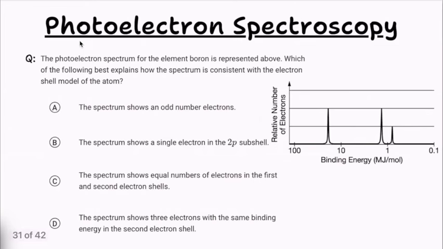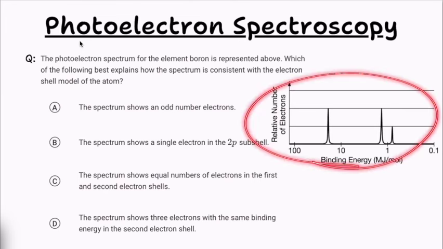Okay, so here's the question. The photoelectron spectrum for the element boron is represented above. Which of the following best explains how the spectrum is consistent with the electron shell model of the atom? A, the spectrum shows an odd number of electrons. B, the spectrum shows a single electron in the 2p subshell. C, the spectrum shows an equal number of electrons in the first and second electron shells. D, the spectrum shows 3 electrons with the same binding energy in the second electron shell.